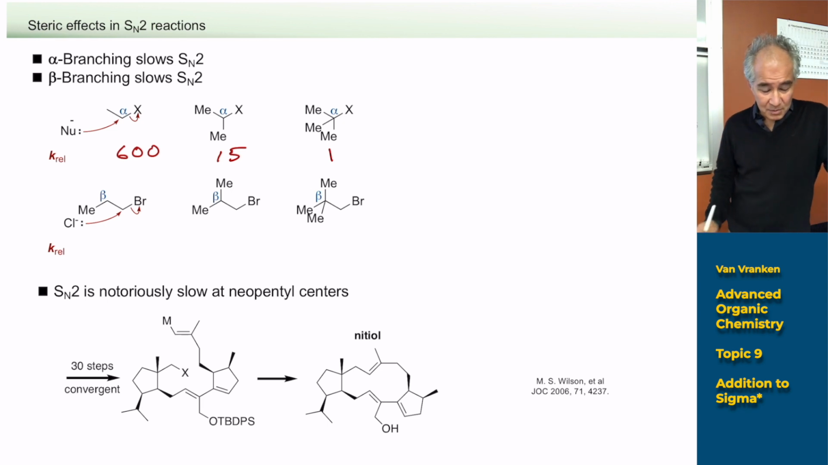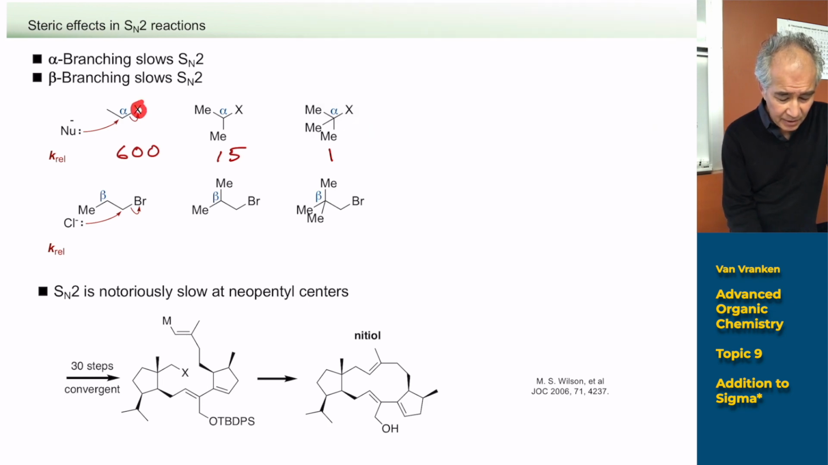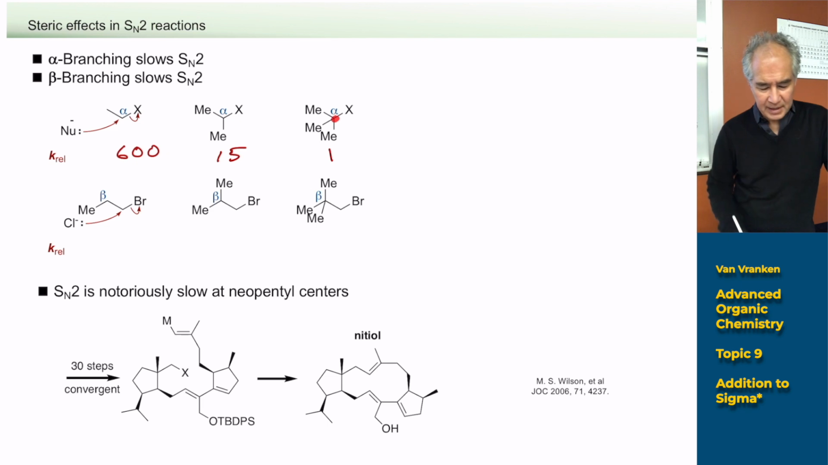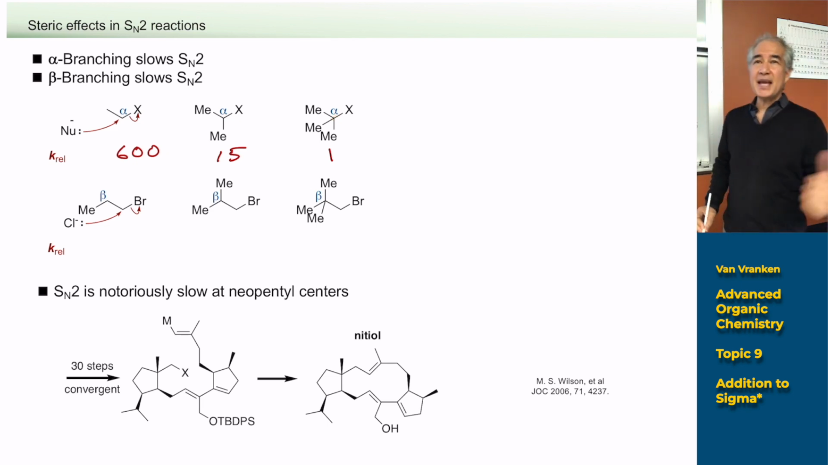Now, let's move one over. This carbon atom that is next to the leaving group right here, we call that the alpha carbon. Carbon next to X is the alpha carbon. Carbon next to the leaving group is the alpha carbon. If you add substituents to the beta carbon, it also slows down the rate of SN2 substitution.